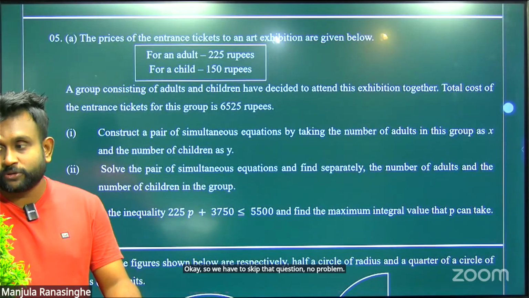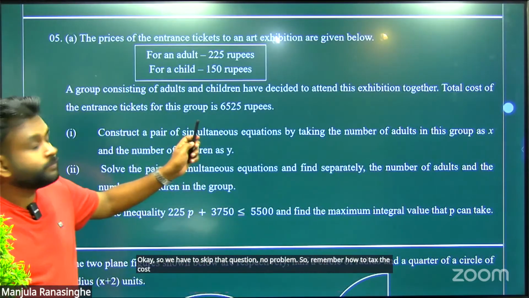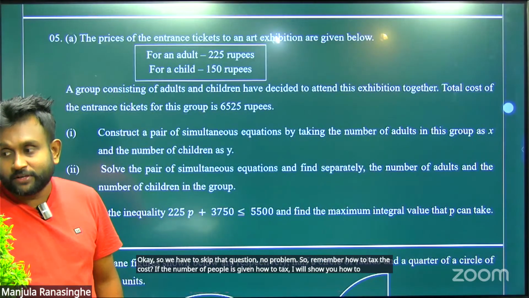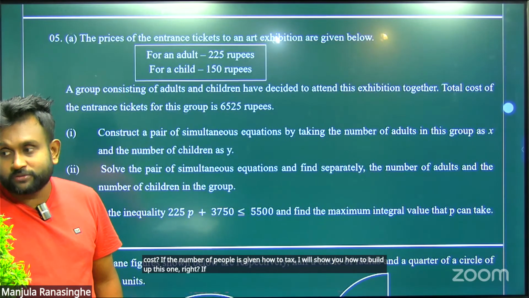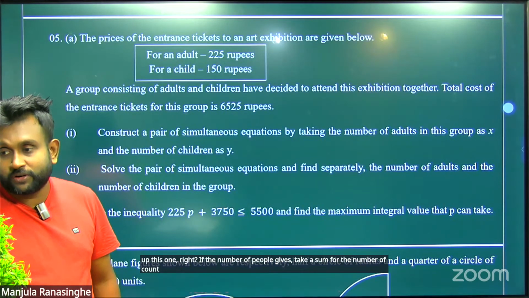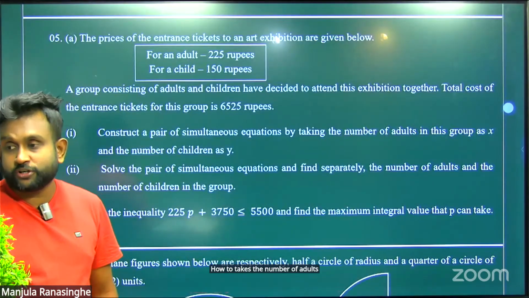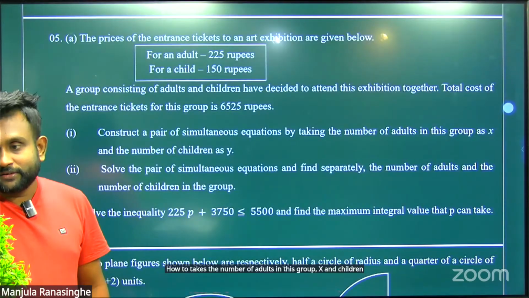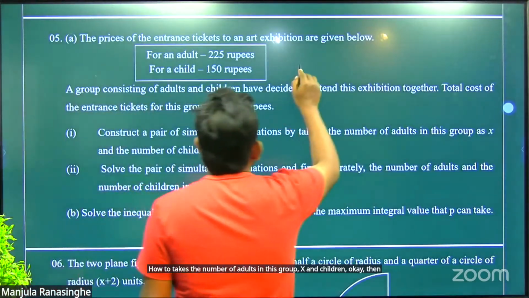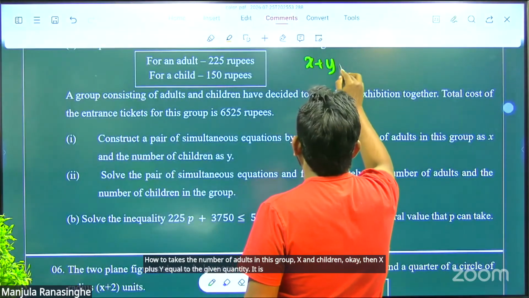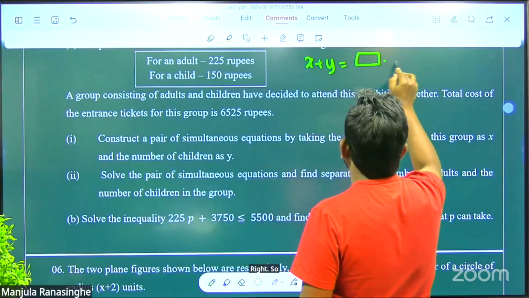Right. Okay, so we have to skip that question, no problem. So remember how to take the cost. If the number of people is given, I will show you how to build this one. Take a sum for the count: adults in this group X and children Y. Then X plus Y equals the given quantity. It is the missing one they didn't give.